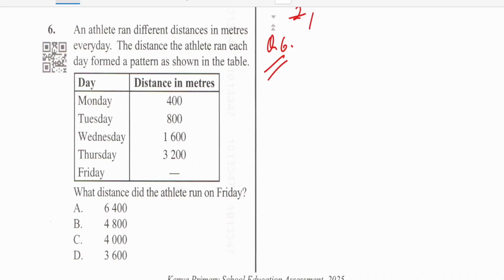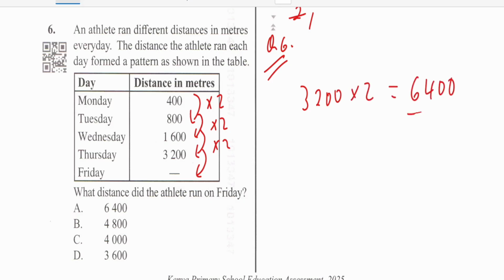Okay, the question is asking you what distance did the athlete run on Friday? So obviously if you look at the pattern, for every consecutive day he runs 2 times the previous day. So for you to get 800, you multiply 400 by 2. So the same goes to 1600, nakimbia mara mbili yake. The same goes to 3200, and the same goes to the other day. So we should be 3200 times 2, which is 6400 meters.